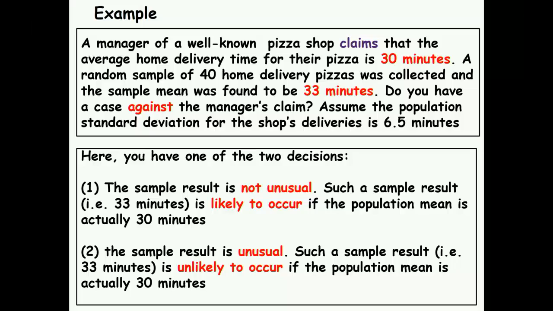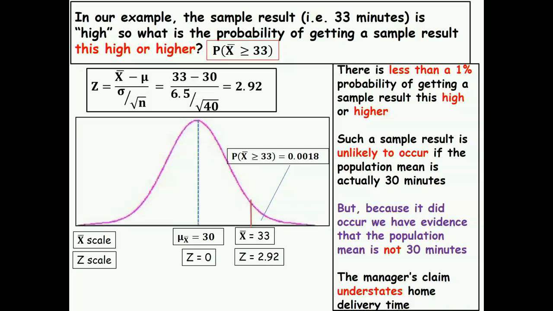I shouldn't get this 33 if what he is claiming is true. If what the manager is saying, 30 minutes, is true, I shouldn't get this 33 minutes. Such a sample result is unlikely to occur if the population mean is actually 30 minutes. Because he is claiming, you want to test his claim.